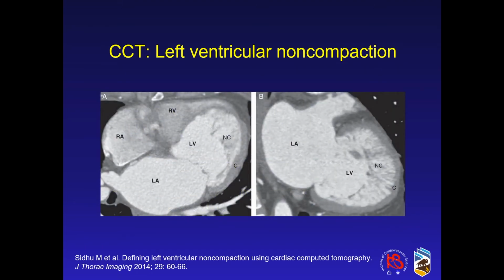These are representative CT images in their patient population where one can again clearly see, in particular on the right, the ratio of the non-compacted to compacted myocardium that is suggestive of LV noncompaction.